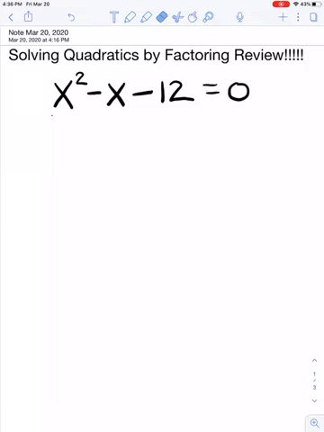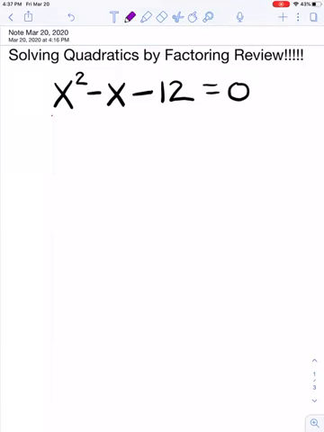Today we're just going to do a little quick review of solving quadratics by factoring. In the previous lesson you watched a video on notes on how to do this. Today I would just like to do a couple quick questions as a refresher, and then I'm going to give you some problems to do on Delta Math to get some practice yourself. So let's go ahead and just jump into this example here.